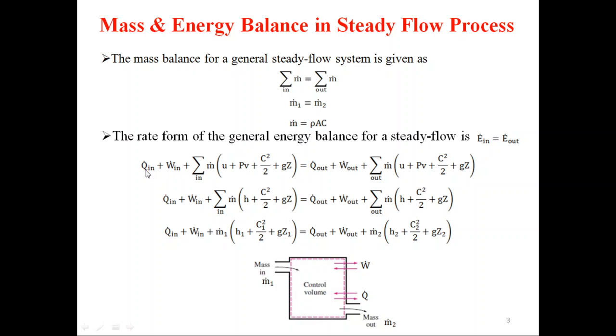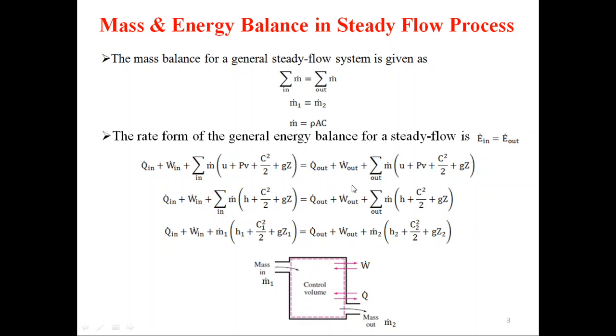So this is the rate of heat and this is the rate of work done on the system, plus summation of energy associated with the flow stream at the entry points. m dot represents mass flow rate, u represents internal energy per unit mass as it is a small u, plus P v represents flow energy per unit mass, where P is the pressure, small v is the specific volume, C squared upon 2 represents kinetic energy per unit mass, plus g z represents potential energy per unit mass, where C represents velocity, Z represents elevation, g represents acceleration due to gravity. So this is for the entry point, left side of the equation.